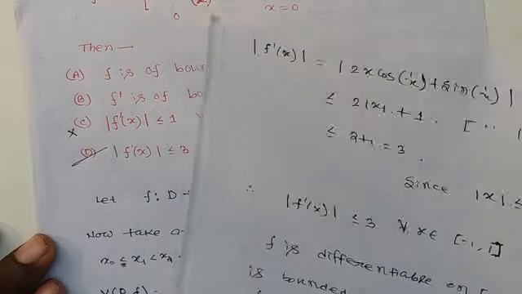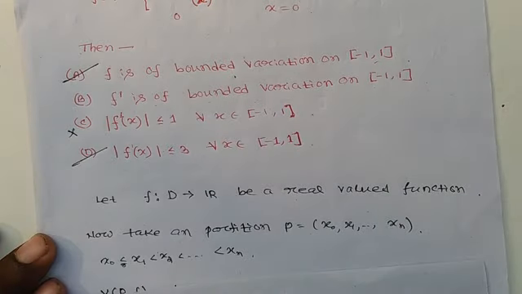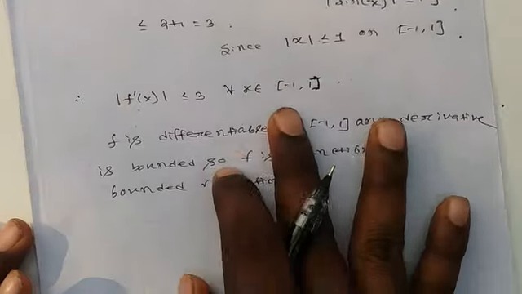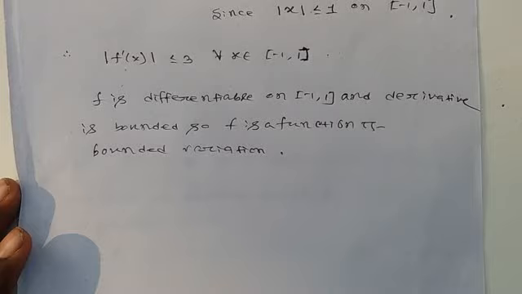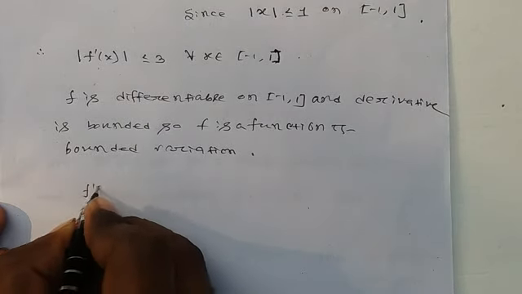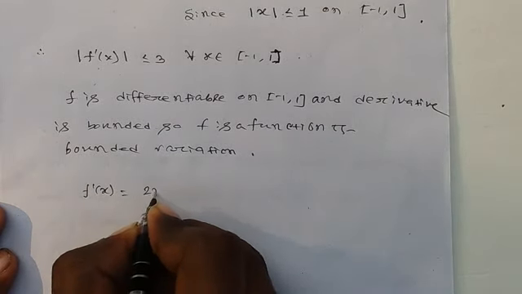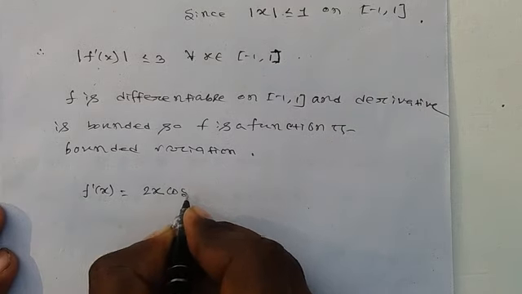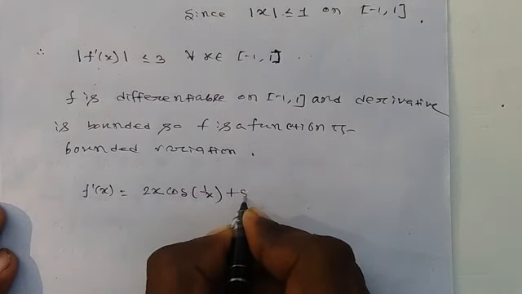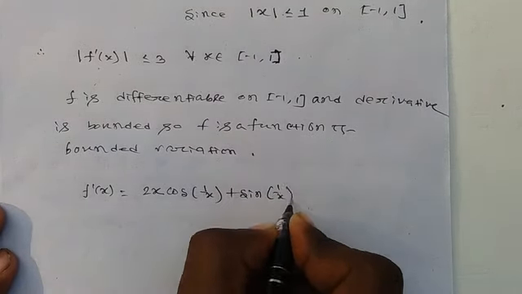So that's why the first option is true. Now we check the second option. Second option says f dash x is bounded variation on minus 1 to 1. Now f dash x becomes 2x cos 1 by x plus sine 1 by x.